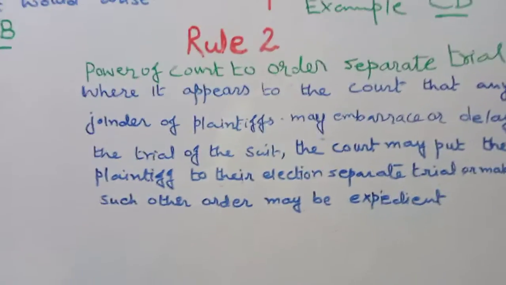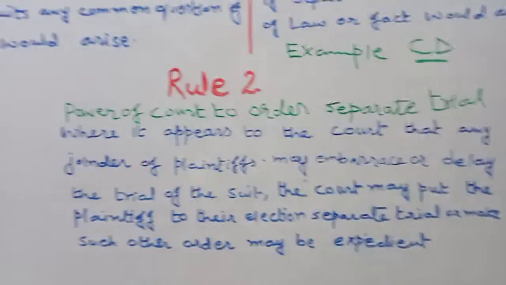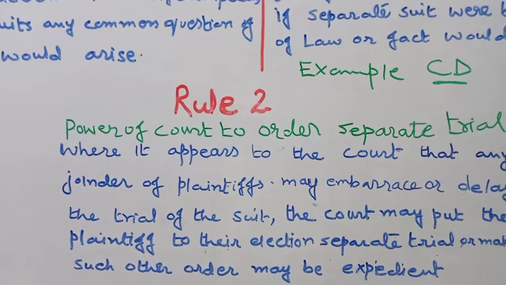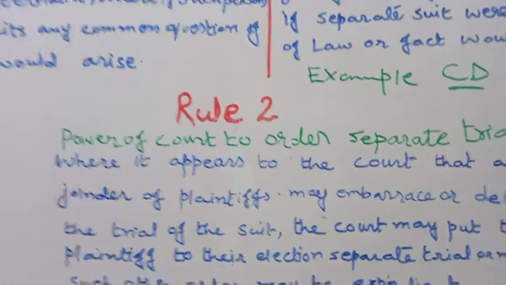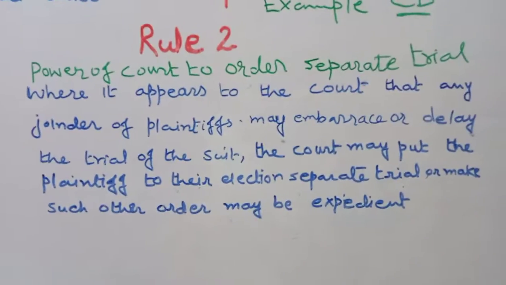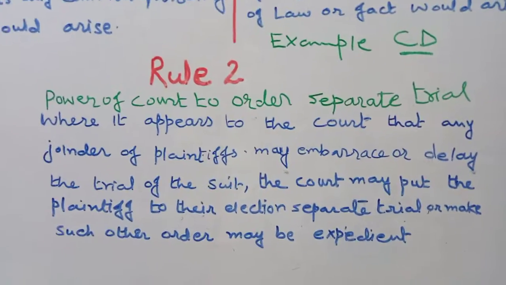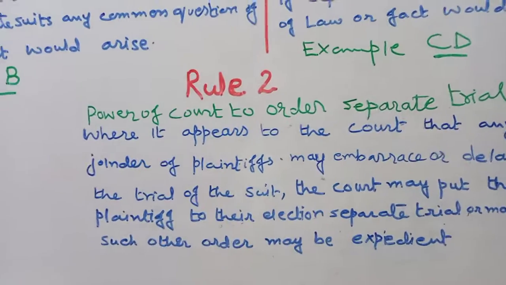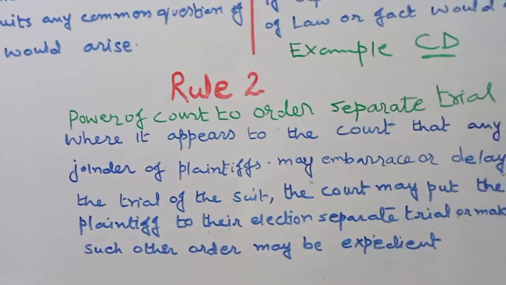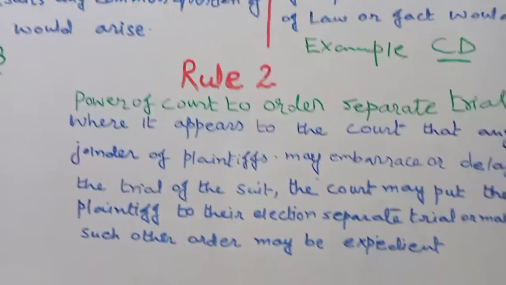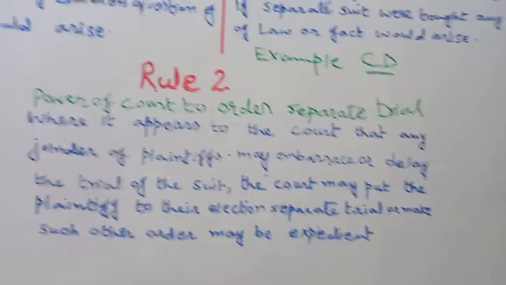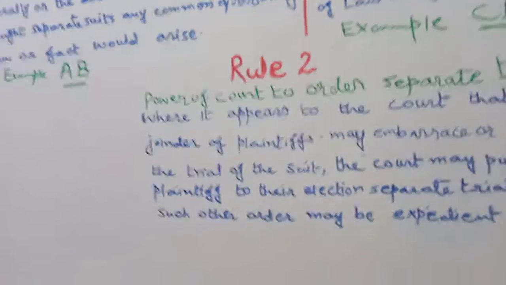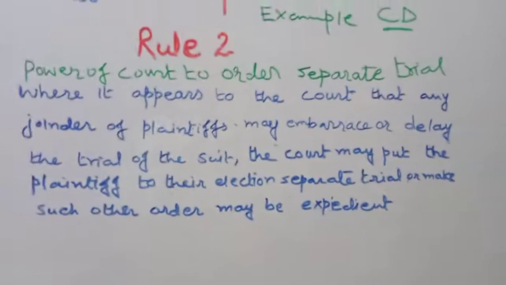So the court will order separate trial. Or sometimes there are too many plaintiffs, so the court thinks that if there are too many plaintiffs, then also the court can pass an order. In two cases, if they are wasting time or embarrassing or delaying, or if the court is thinking that there are too many, say 90, then the court will say that some of you make a separate trial.